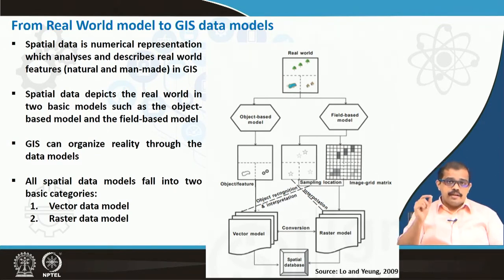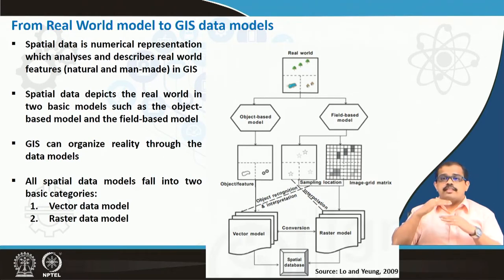Now, spatial data depicts the real world in basically two different data models. One is called an object based model, the other is called a field based model. An object model has different entities which are separable, whereas a field data model is more of a continuous data. So, GIS can organize reality through the data models. It can convert the real data into digital data through the data models. All spatial data models can be put into a vector data model, a raster data model, or both. Both are possible in the same data model, but in different layers.